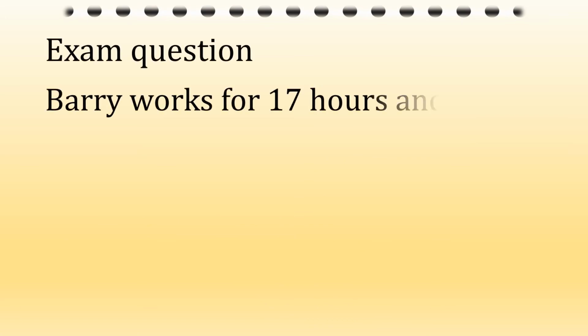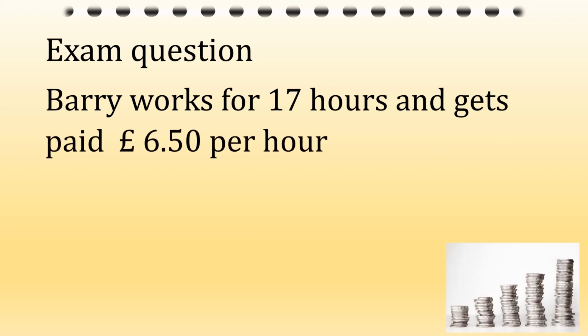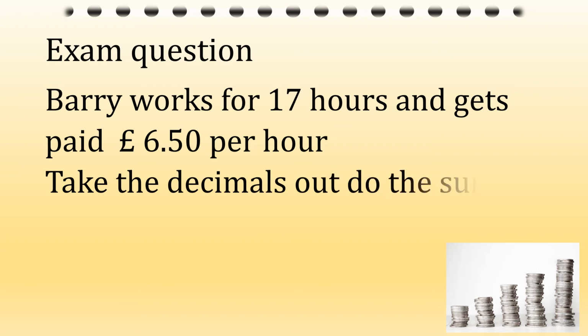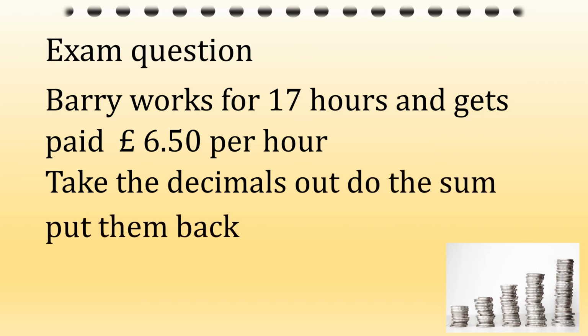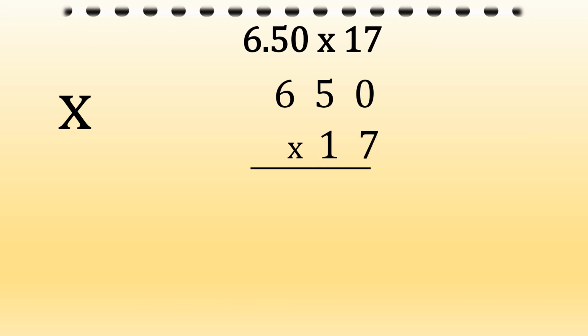Now, an exam style question that you might get. Barry works for 17 hours and gets paid £6.50 per hour. So you need to work this out. So take the decimals out, do the sum, then put them back in. 6.50 times 17. So there we have it. So let's have a look.